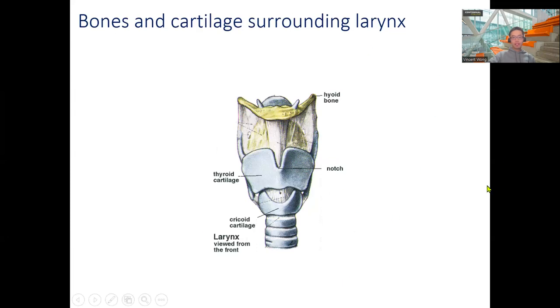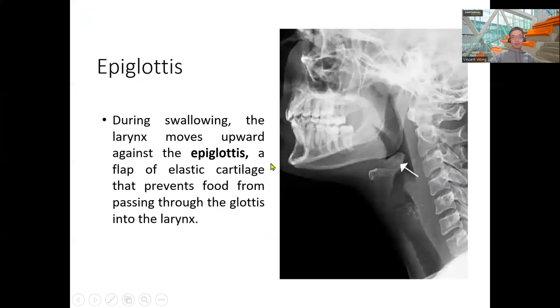So this conveys the same information. This is the epiglottis. This was the X-ray thing I was trying to show you. And again, during swallowing, the larynx moves upward against the epiglottis, which itself is made up of an elastic cartilage, and that seals off the trachea, allowing the food to go down the esophagus. If you try to talk and swallow at the same time, it's possible that the epiglottis is not creating a nice seal, and the food is going to go down your trachea, okay? And that could cause choking.